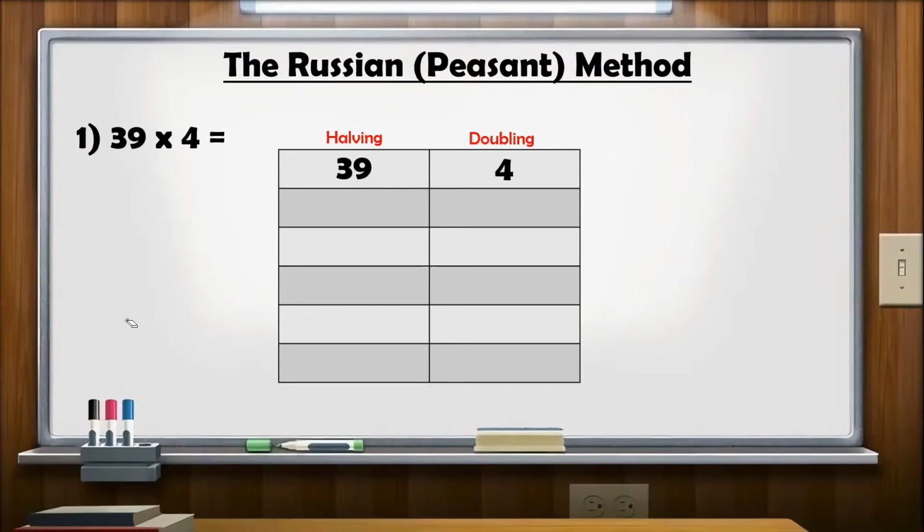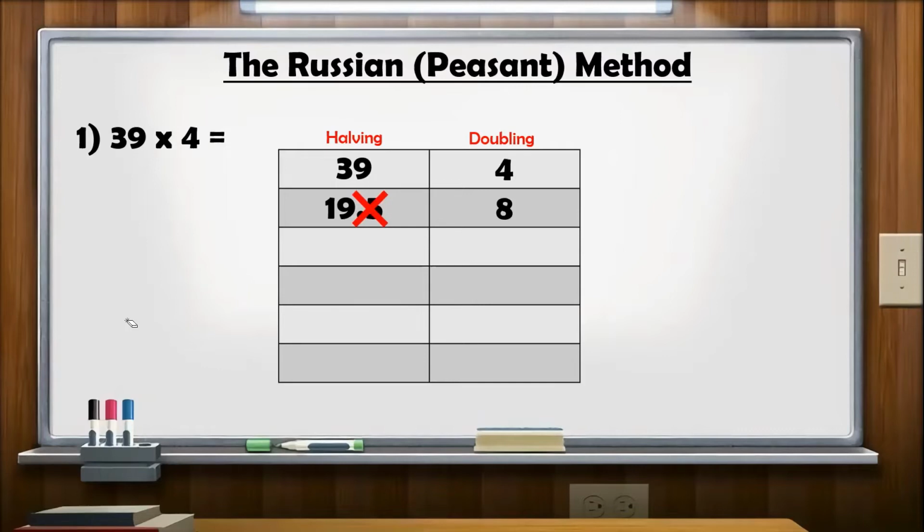Now, the number in my left-hand column will be halved. So half of 39 is 19.5. And the number in my right-hand column will be doubled. So 4 doubled is equal to 8. Now, when you get a decimal or a remainder, you have to ignore it and work with the whole number. So in this case, 19.5 will be 19. And this only impacts the left-hand column.